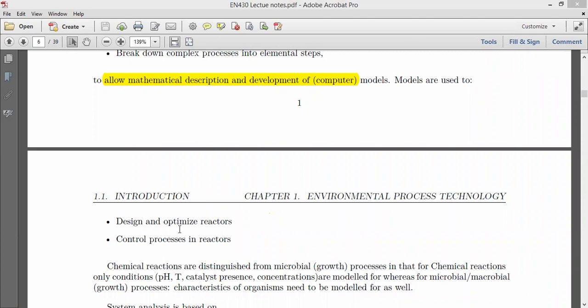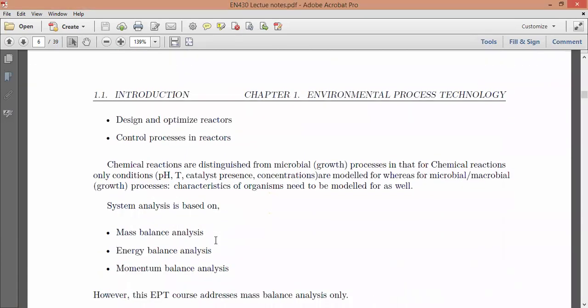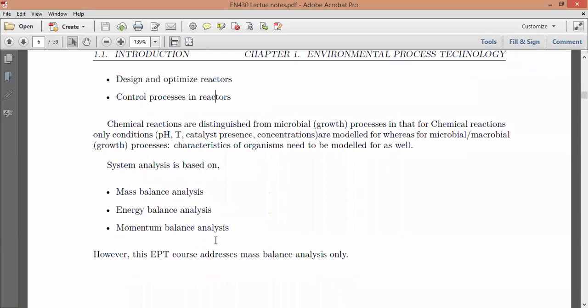Okay, so to design and optimize reactors, to control processes in reactors also. So that's the use of models. So we use them to design and optimize reactors as well as to control processes in reactors. When it comes to chemical reactions, these are distinguished from microbial growth processes. We'll look at growth processes a bit later. Hopefully we'll have time for this, but now our main concern is the chemical reactions.